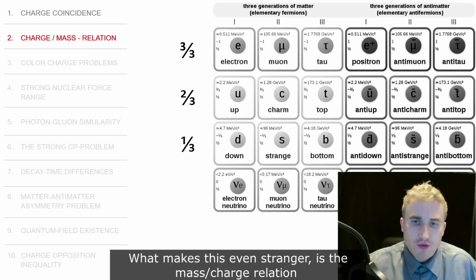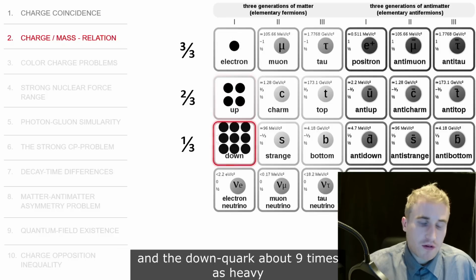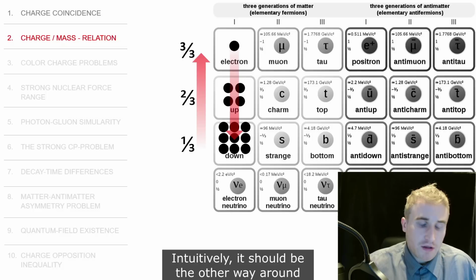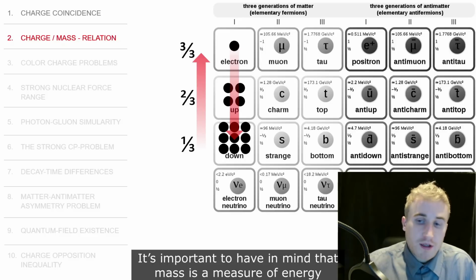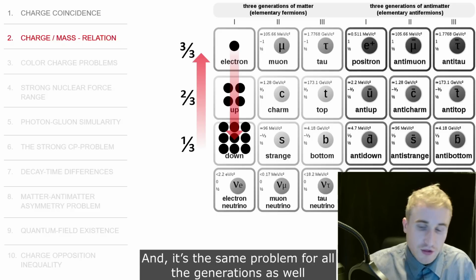What makes this even stranger is the mass-charge relation. The up quark is about 4 times as heavy as the electron, and the down quark is about 9 times as heavy. Intuitively, it should be the other way around. It's important to have in mind that mass is a measure of energy. Then we can ask, how can we make something more charged with less energy? And yeah, it's the same problem for all the generations as well.